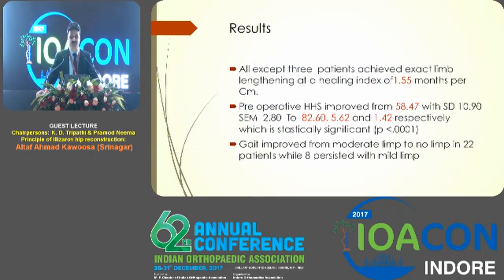All except 3 patients we achieved exact length at a healing index of 1.55 months per centimeter, and the pre-operative Harris hip score improved from 58 to 82, and then gait improved from moderate limp to no limp in 22 patients, while 8 patients persisted with mild limp. Our goal is to get limp from moderate to nil or moderate to mild.